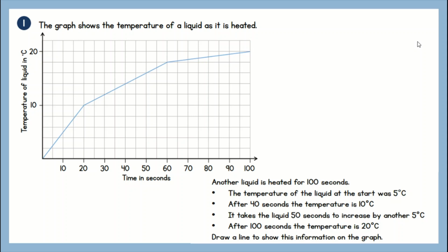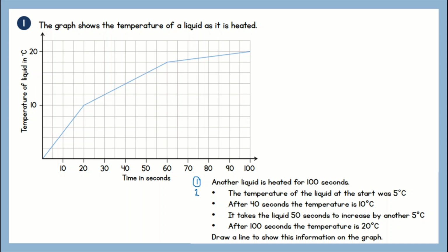Another liquid is heated for 100 seconds. The temperature of the liquid at the start was 5 degrees Celsius. After 40 seconds, the temperature is 10 degrees Celsius. It takes the liquid 50 seconds to increase by another 5 degrees Celsius. After 100 seconds, the temperature is 20 degrees Celsius. Draw a line to show this information on the graph. We're going to break this down. So, step 1. The liquid is heated for 100 seconds. So we know that our line needs to start from the 0 and finish at the 100.